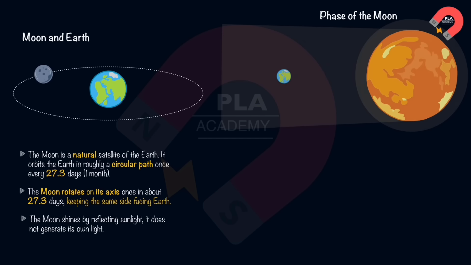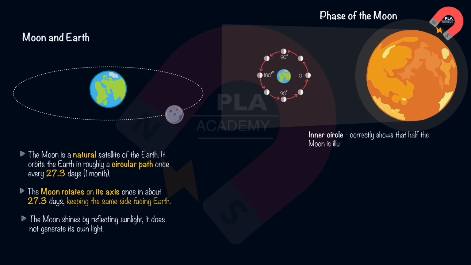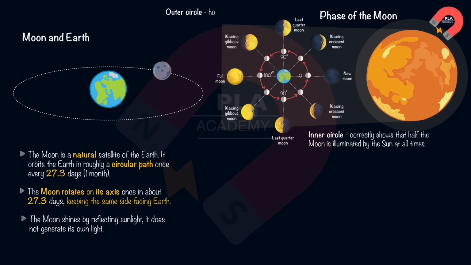Phases of the Moon. The different appearances of the Moon throughout the month, as seen from Earth, are called its phases. In the image, the inner circle correctly shows that half the Moon is illuminated by the Sun at all times. The outer circle shows how the Moon appears from Earth at different positions in its orbit.